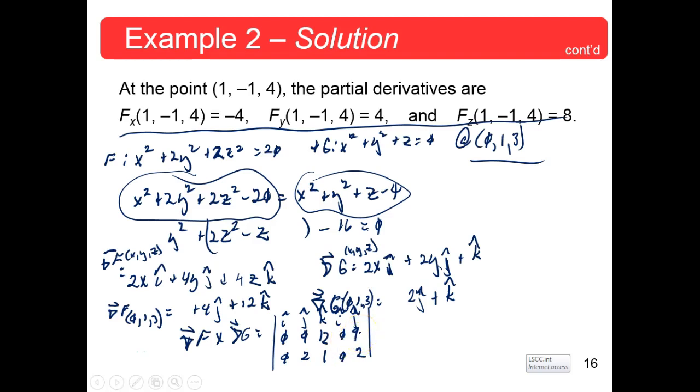Okay, so when you do the cross product, if you do this one, that gives you 4i, 0j, 0k, plus 24i.